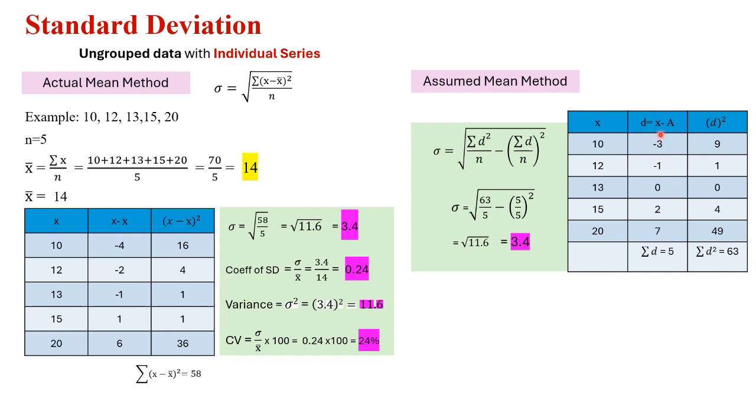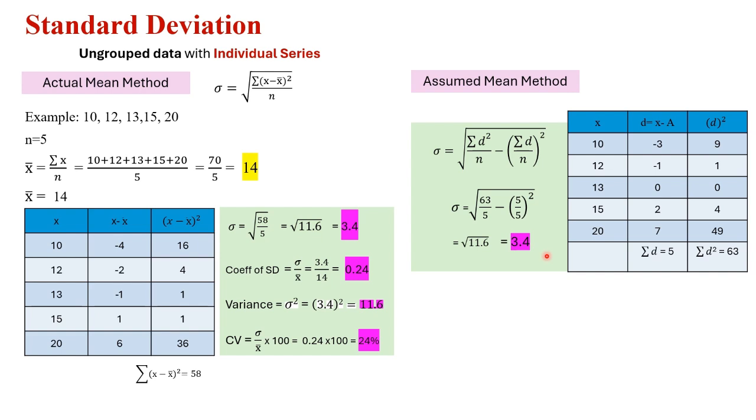Now, we calculate d square. Square of minus 3 is 9, square of minus 1 is 1, square of 0 is 0, square of 2 is 4, square of 7 is 49. Total of d, sigma d, is 5 and sigma d square is 63. Put the values in the formula for standard deviation: under the root 63 by 5 minus (5 by 5) whole square, which is under the root 11.6 equals 3.4.